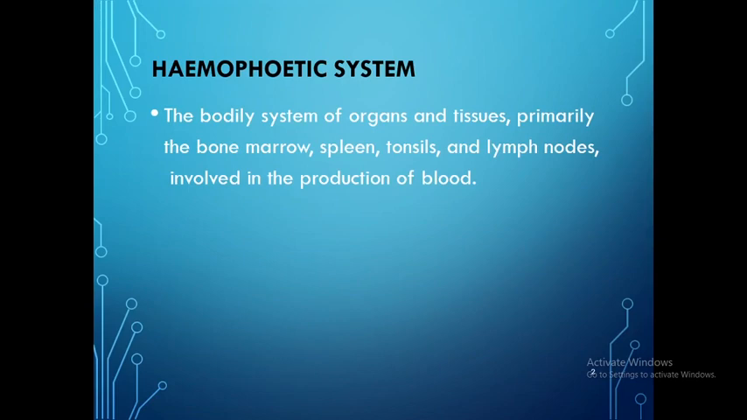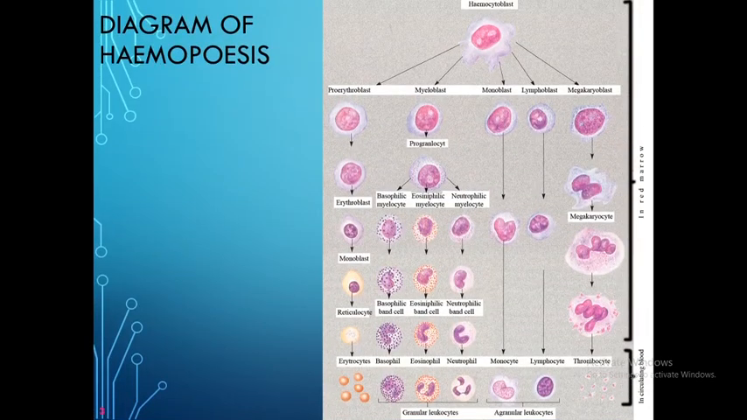First of all, the hemopoietic system is the body system of organs and tissues, primarily the bone marrow, spleen, tonsils and lymph nodes, involved in the production of blood. Here you can see the diagram of hemopoiesis. You can see the hemocytoblast, how it differentiates and becomes different blood cells.